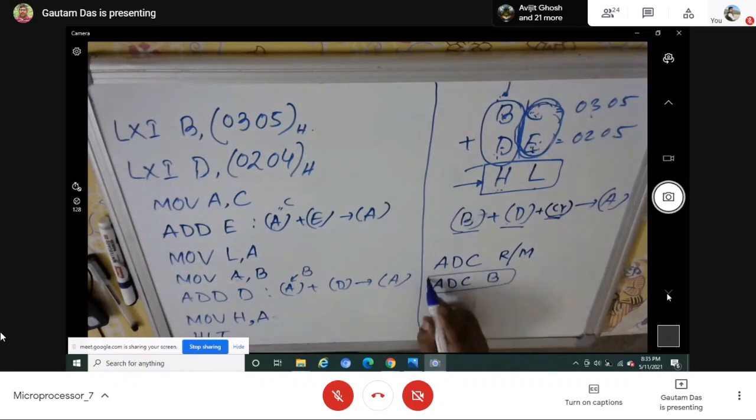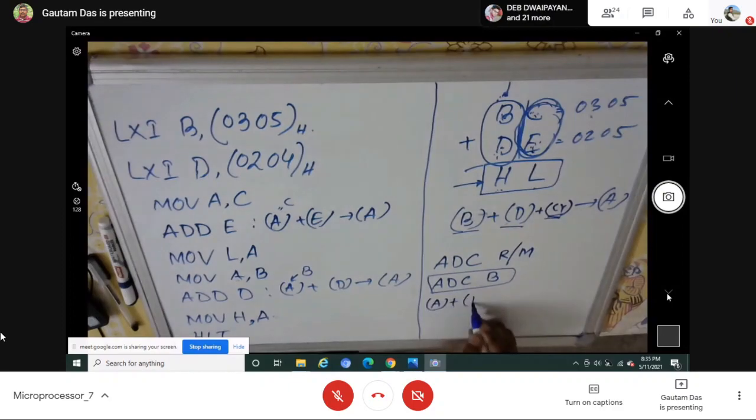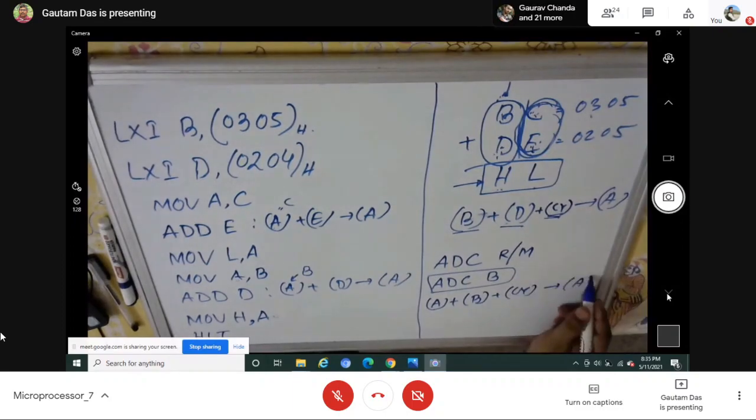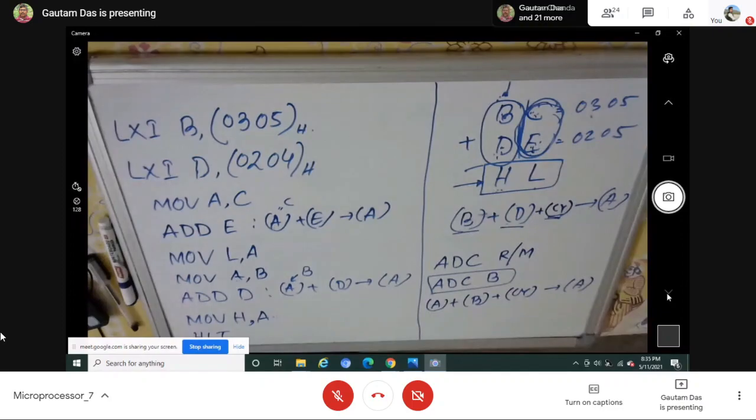ADC B, what will it do? The content of A will be added with the content of B and the carry information at that time, and then the result will be stored. That is the function of ADC. ADC means add with carry. It will add two 8-bit data with the carry bit. Carry bit means carry information, whatever is stored in the carry flag. This CY means carry flag.